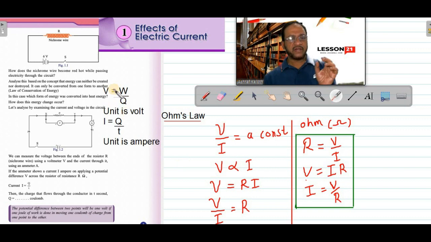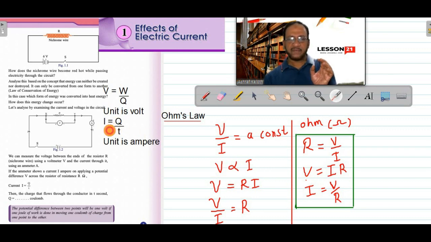But the equation V equal to W by Q is the equation which defines what potential difference actually is. Got the point? This theoretically explains what potential difference is. The other is used practically to measure the potential difference or voltage in a circuit. In the same way, we have the current equation here, I equal to Q by T.